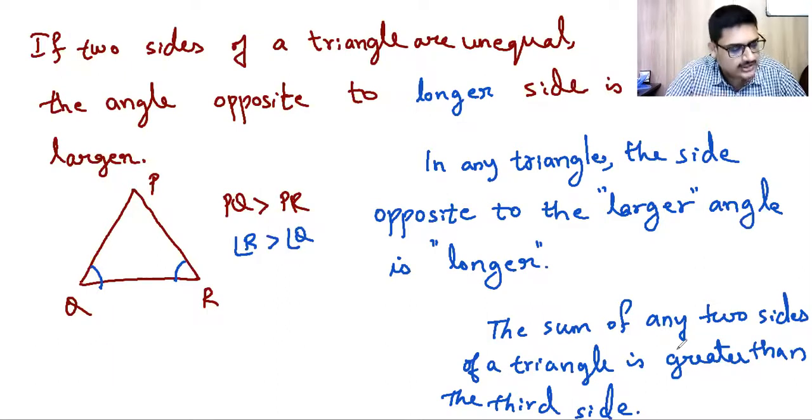Then you have one more theorem: if a line divides any two sides of a triangle in the same ratio, then the line is parallel to the third side. This is nothing but the converse of the first theorem. So 6.1 and 6.2 are counterparts of each other. Okay, then you have an exercise on that.